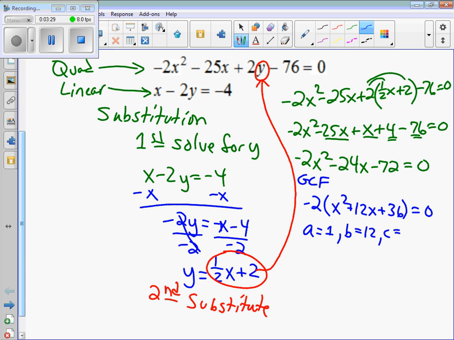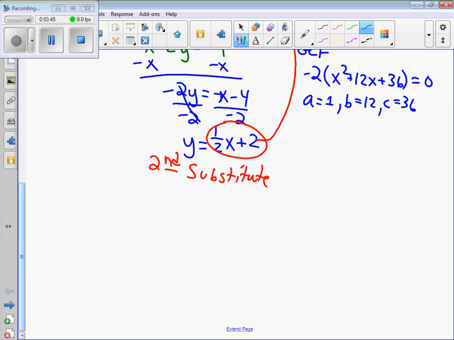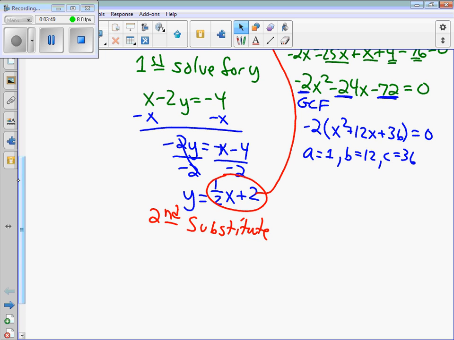When we were up here, the A was going to be -2, the B was going to be -24, and the C was going to be -72. If you factor out the greatest common factor, your A, B, and C are smaller, and you still will get the answers. The reason I did A, B, and C: when I got all my like terms together, I had an x squared term. Anytime you have an x squared term for your biggest term, you're going to look for the quadratic formula.